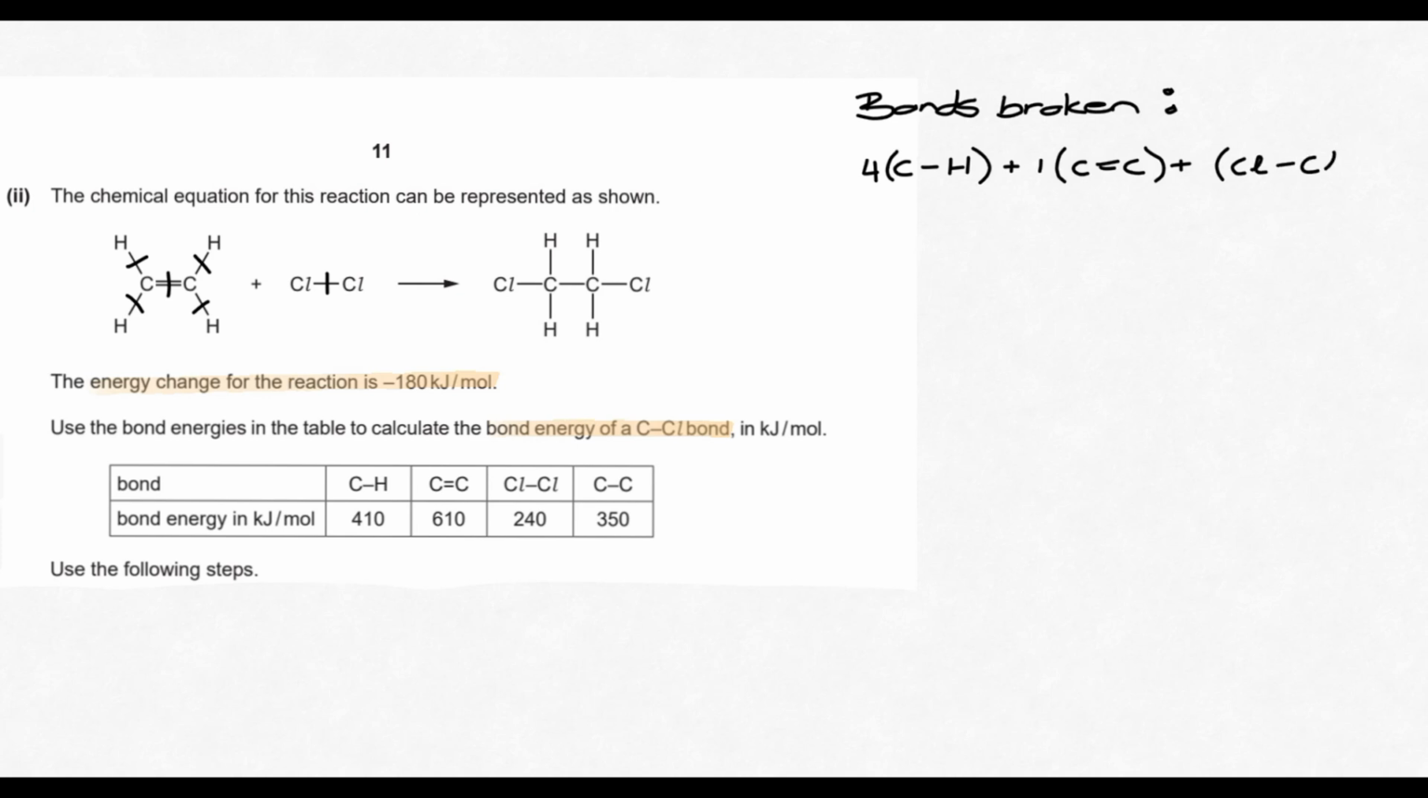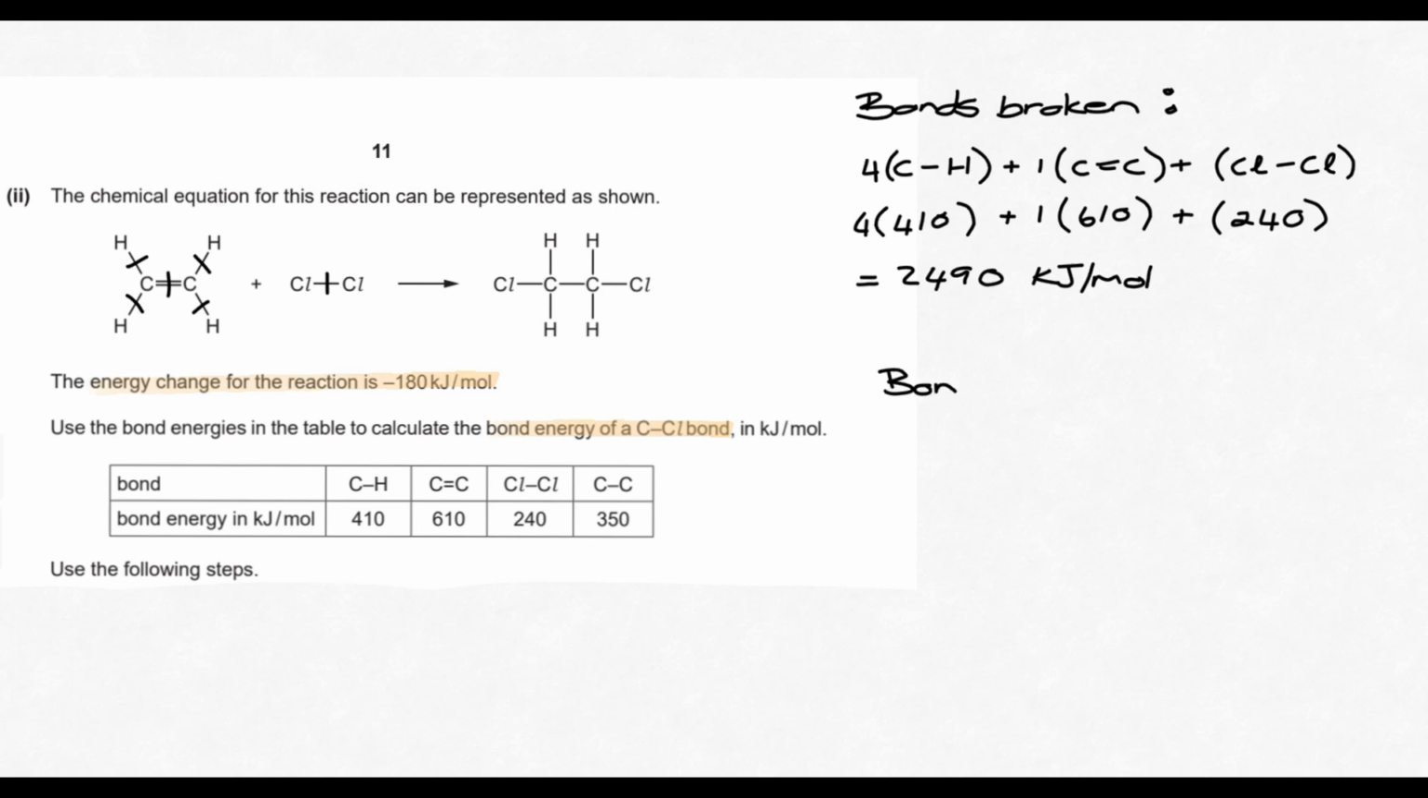chlorine-chlorine bond. So we can see here in our table that a carbon-hydrogen bond is 410 kilojoules per mole. Then my carbon-carbon double bond here in my table is 610 kilojoules per mole. And then my chlorine-chlorine bond is 240 kilojoules per mole. So I'm going to add all of these together, and this will give me 2,490 kilojoules per mole of energy that would be needed to break the bonds.